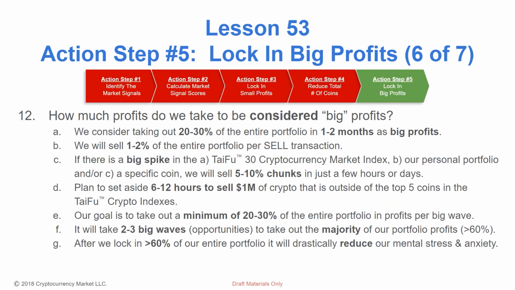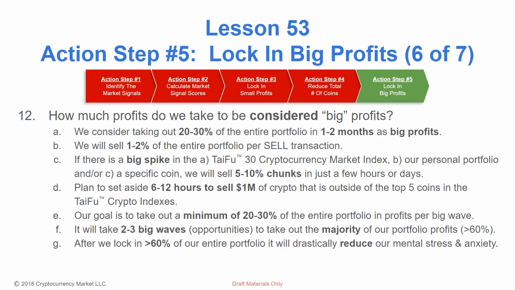How much profits do we take to be considered big profits? We consider taking out 20 to 30% of the entire portfolio in 1 to 2 months as big profits. So if I take out, let's say, 5% a week, and that adds up to 20% of my portfolio at the end of the month, then I consider that big profits. We will sell 1 to 2% of the entire portfolio per sell transaction.